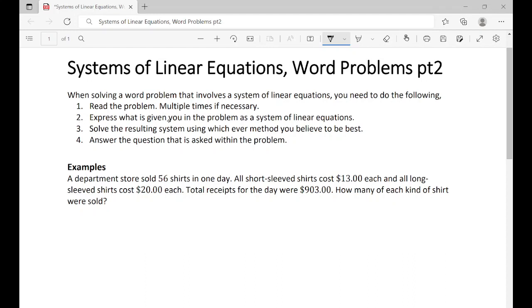Second, express what is given to you in the problem as a system of linear equations. Third, solve the resulting system using whichever method you believe to be best. Whatever you think is easiest, solve it that way. It will always be the right answer if you do it correctly. Fourth, answer the question that is asked within the problem. So once you have your numbers, answer the question in context to what's being asked of you.